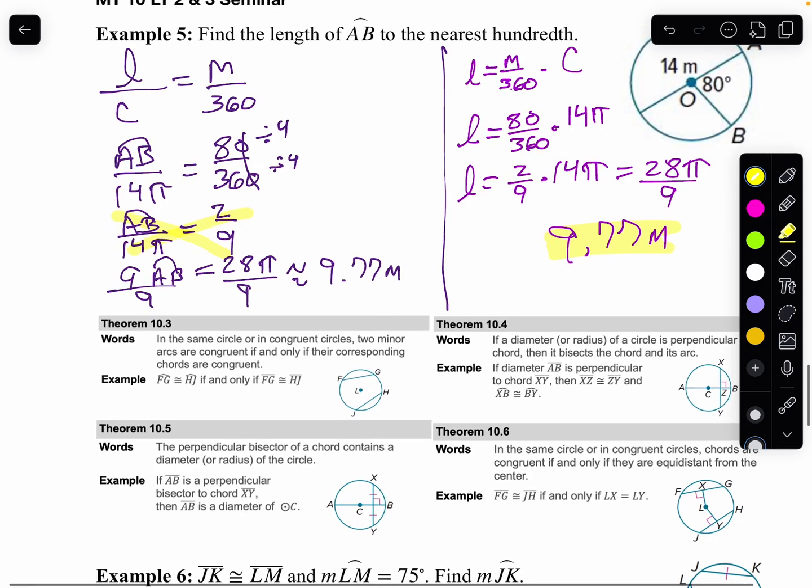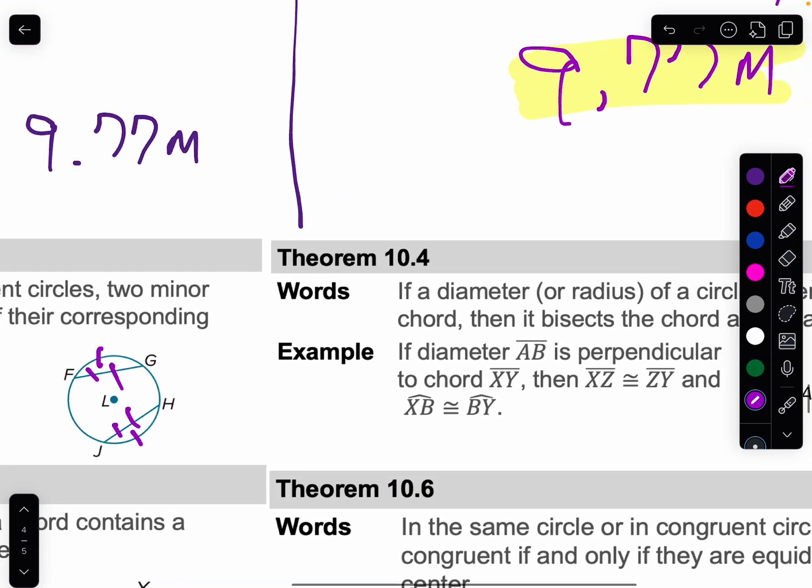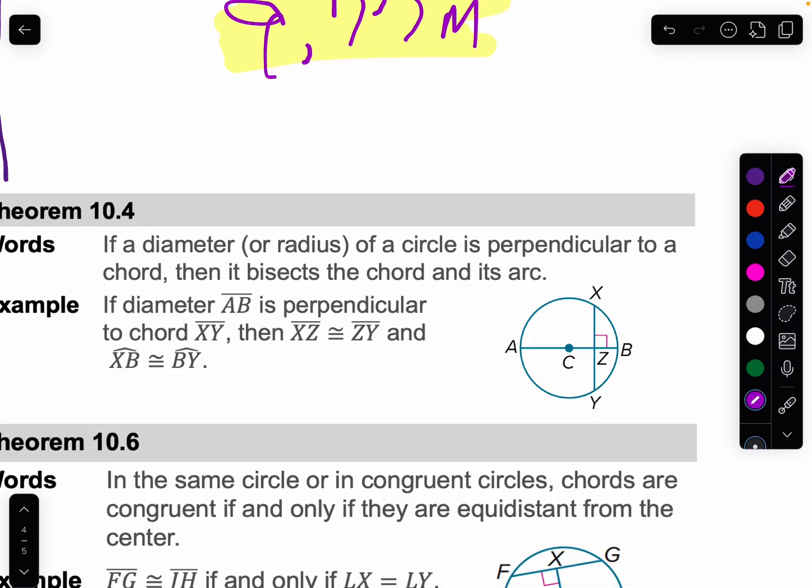Now we have some theorems we can look at here. And this says, hey, if I've got congruent arcs, I've got congruent chords. And we already know if you have congruent arcs, you have congruent central angles. So they're all related. If your central angles are congruent, that means your arcs are congruent. And if your arcs are congruent, your chords are congruent. I can go backwards, or I can go sideways, actually, with each one of those.